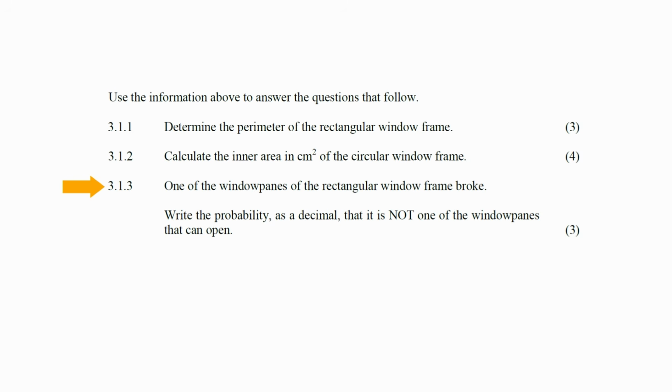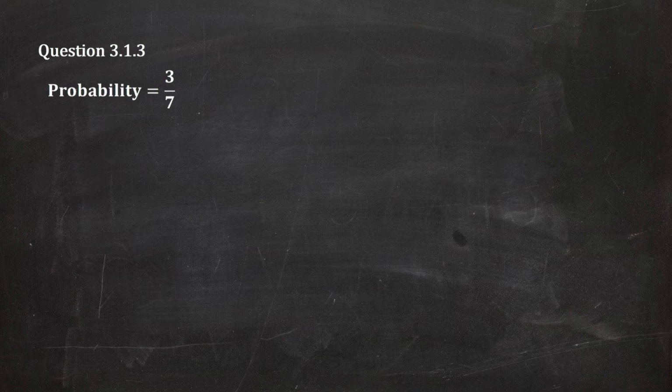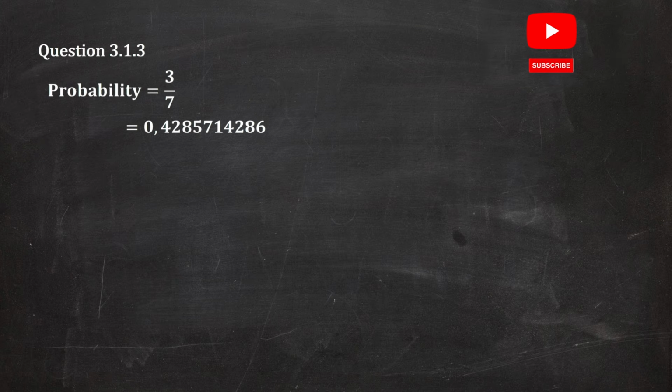In question 3.1.3, you are told that one of the window panes of the rectangular window frame broke. You have to write down the probability as a decimal that it is not one of the window panes that can open. The total number of window panes is 7, and the number of window panes that cannot open is 3. So the probability that it is not one of the window panes that can open is 3 divided by 7, and this equals 0,4285714286. But you can round this number up to 0,429.